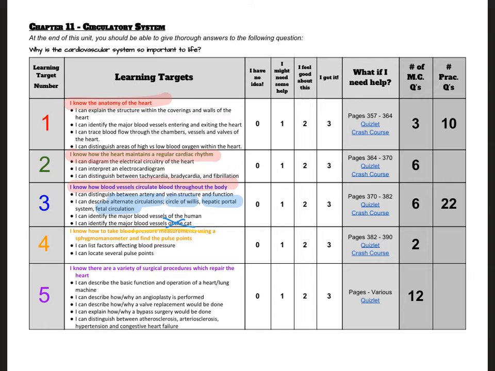Next, we talked about blood pressure and pulse. You guys did a virtual blood pressure and pulse lab, number 11. And then throughout all of the podcasts, we've talked about all these different surgical procedures to repair the heart. I do have a Socrative quiz specifically for Learning Target 5 that I'll open up in the near future for you guys to take just to review all that information.